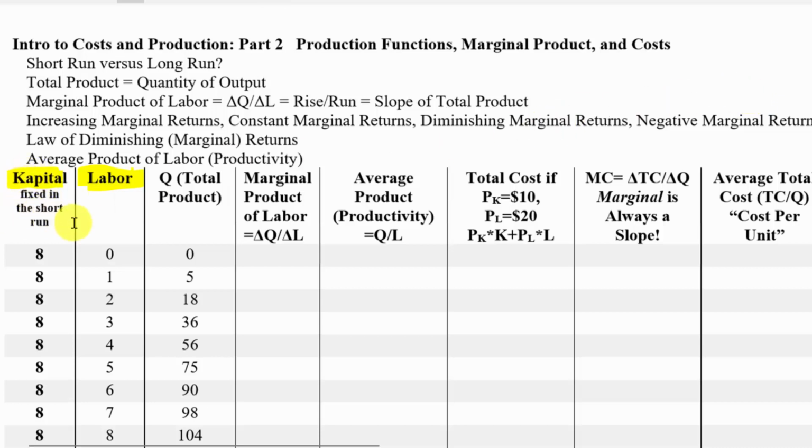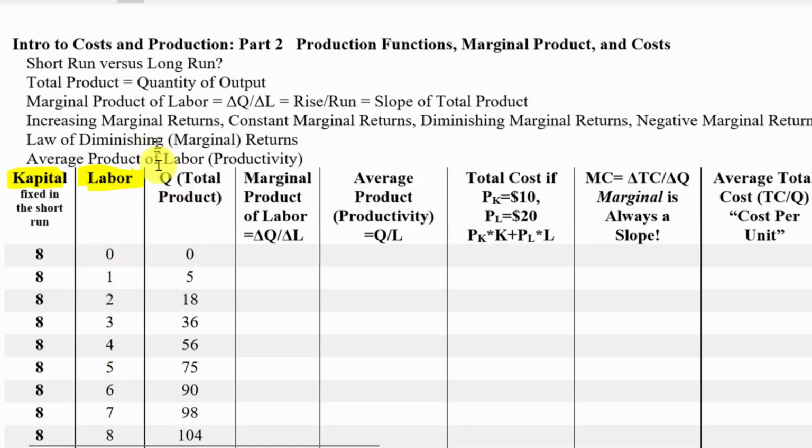So we normally assume in this kind of simple model that capital is fixed in the short run because it would take longer to bring in more machinery or get rid of some machinery. So in the example we're going to go through today, we're going to assume that we have 8 machines or 8 production lines, something like that in a factory, and we're going to look and see what happens as we increase the amount of workers.